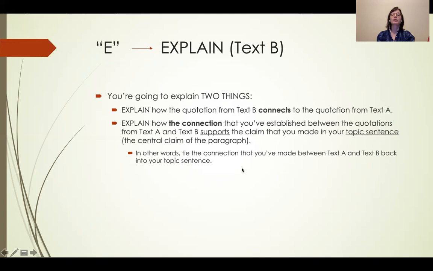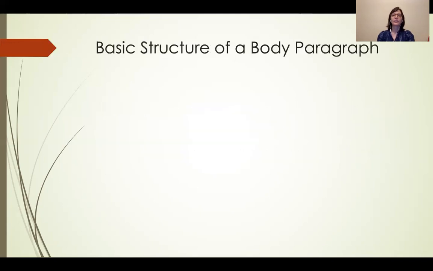Okay, so in other words, we're tying the connection that we've made between text A and text B back into the topic sentence, right? So you kind of come through, you set up your topic sentence, you perform IC for text A, connect, transition, IC for text B, and then you pull it back into the claim made in your topic sentence. Okay, so if we return then to the basic structure of a body paragraph, we're going to fill this in a little bit this time.